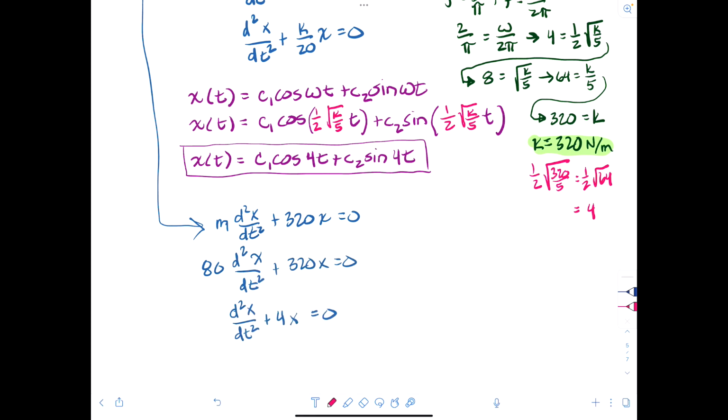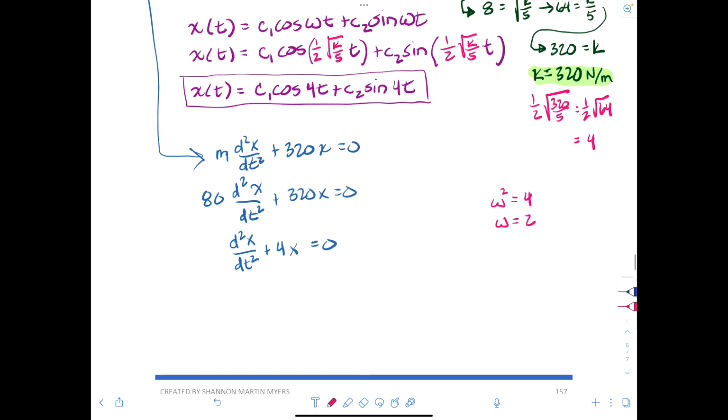Well, omega squared in this case is going to be 4, so omega is 2, right? Because k divided by m is omega squared, and that was 4. So omega is 2.